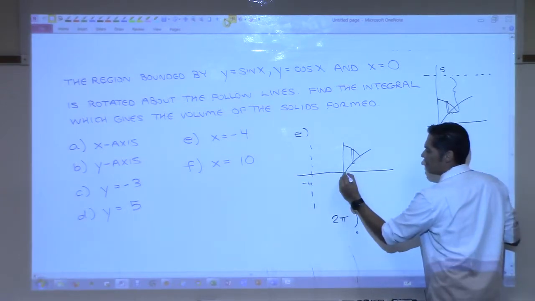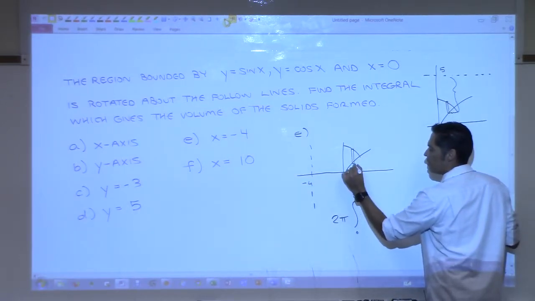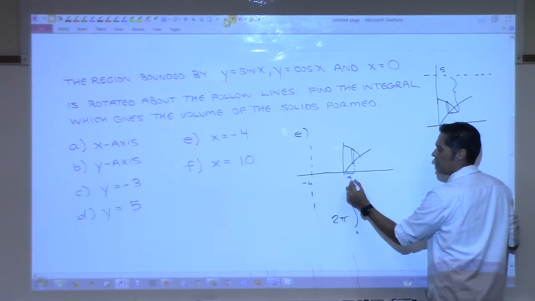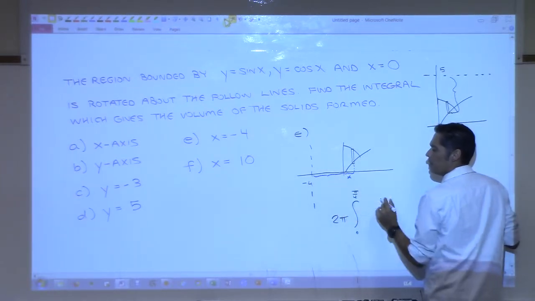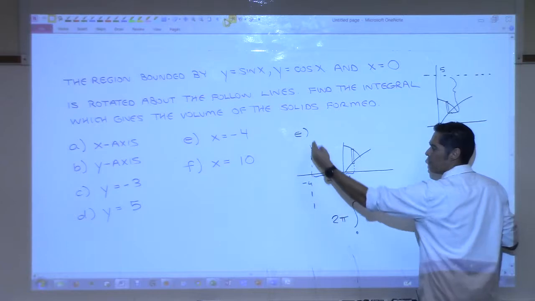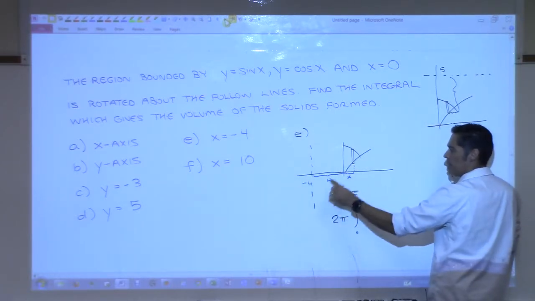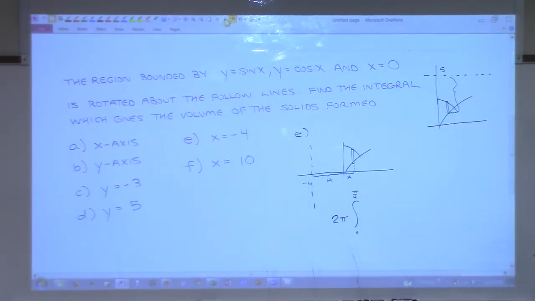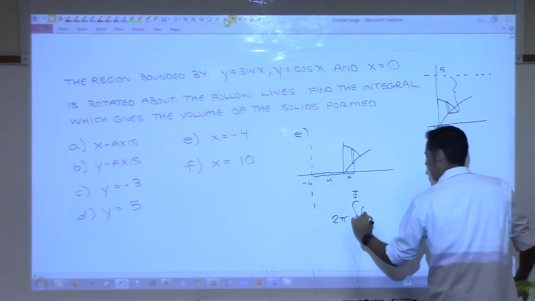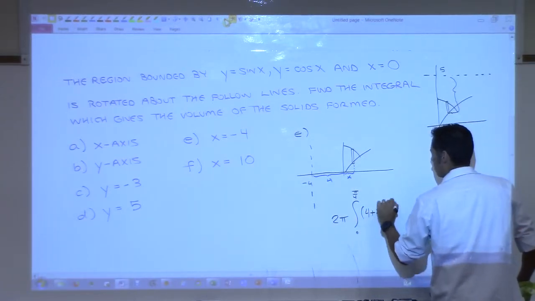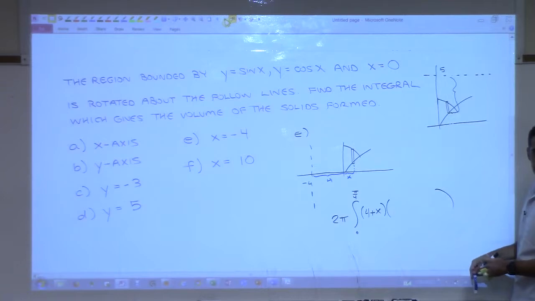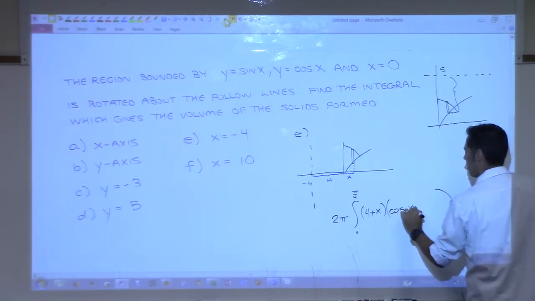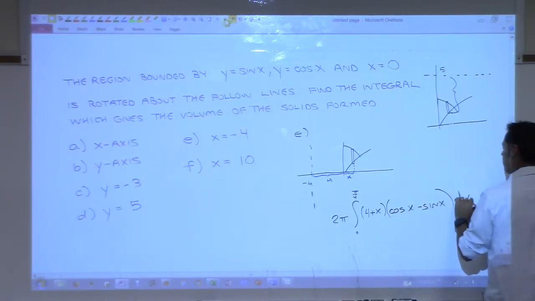So we already said that the distance from the origin to the rectangle is always what? x. And then the distance from here to here is 4, right? So we want to know the distance from the axis of rotation to my rectangle. It's going to be 4 plus x. And then it's just top minus bottom again. So cosine x minus sine x dx.